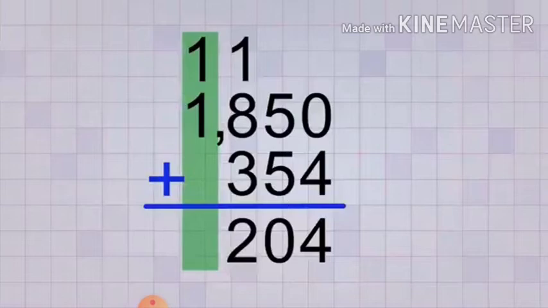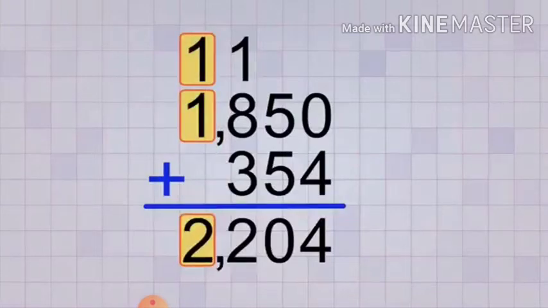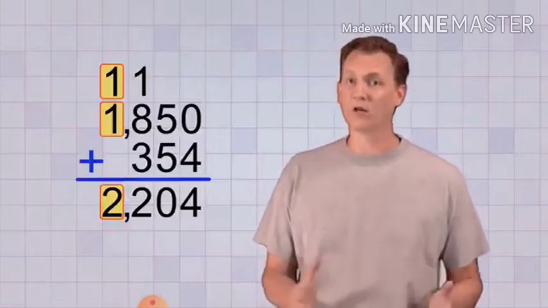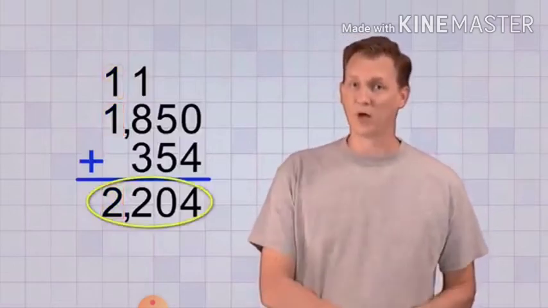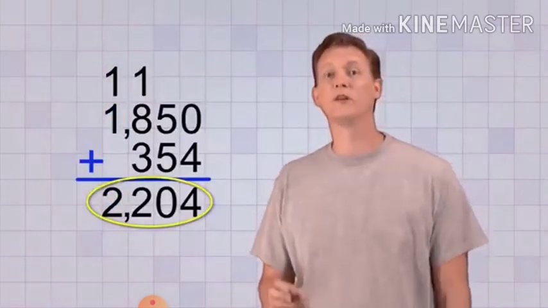Just one more column to add up now. In the thousands place, we have 1 plus 1 equals 2. Okay, we've added up all our columns, so the answer to our addition problem is 2,204. Think you've got it so far? Let's try one more together before you do some of the exercise problems.